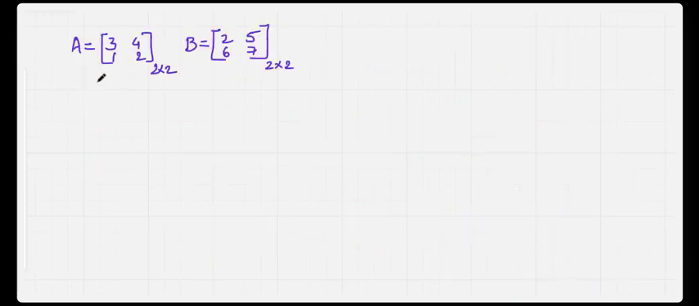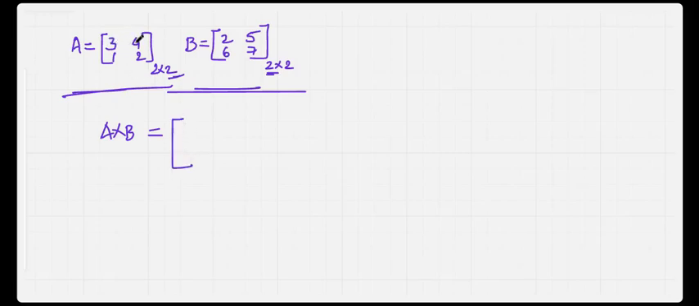Let's see an example. Let's say I have two matrices here, A and B. Both are 2 cross 2 matrices. You can take any other dimensions, but just remember that the number of columns should match the number of rows of the second matrix. You can take any other values also. Now let's do first A cross B. What will be my A cross B?